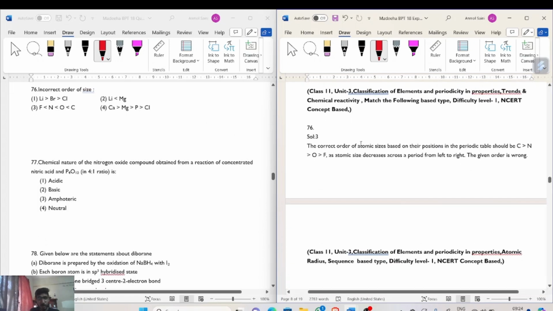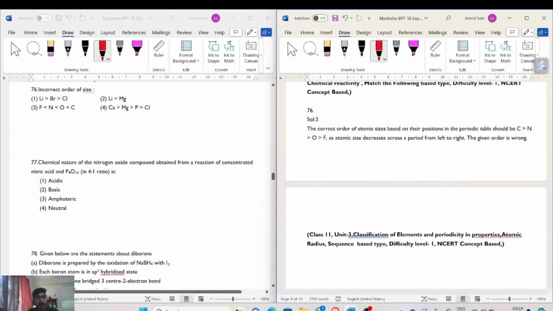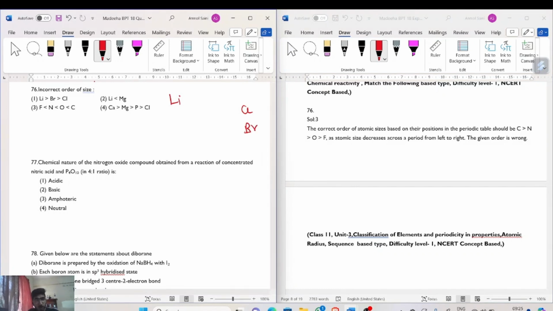Now coming to question number 76. Find the incorrect order of size. We have to find the incorrect order of size. In the first option we are given lithium, then chlorine, then bromine. First, we know that generally down the group size increases, and when we go from the left side of the periodic table to the right side, size decreases. So this is the general way, but there are many exceptions as well.